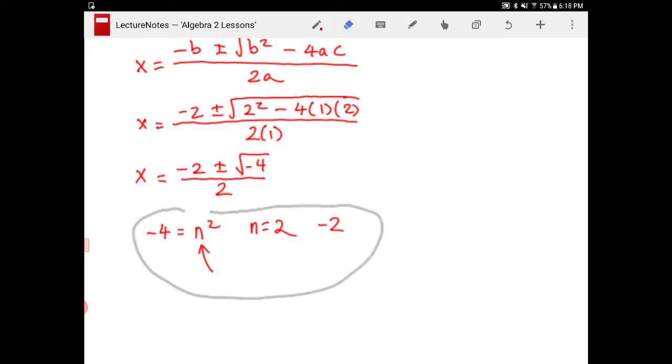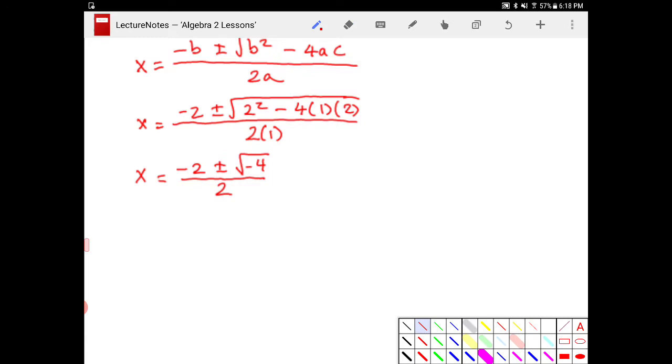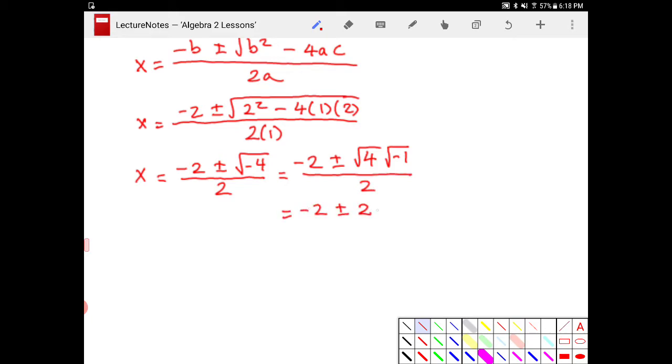Well, there is a solution here. The solution is what all mathematicians like to do whenever they encounter something that they don't know how to manipulate or handle: they separate things out. So we're going to separate out the square root of 4 and the part that confuses us, which is negative 1 there. What we do then with this is, this becomes negative 2 plus or minus 2 square root of negative 1, over 2.